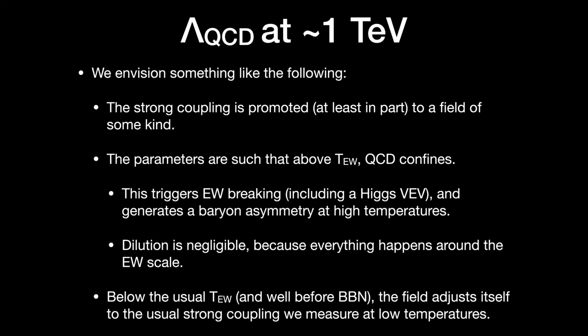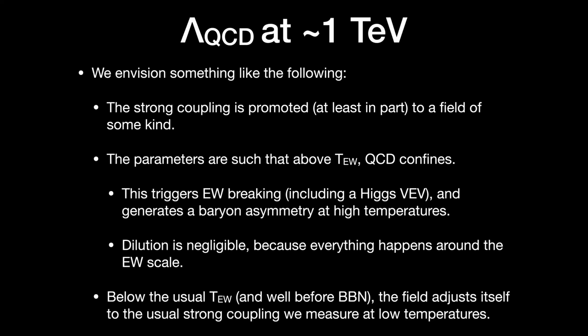I want to have QCD confined at about a TeV. How do I make that happen? So what we're envisioning is something like the following. The strong coupling is promoted, at least in part, to being a field. So this field has some kind of potential. The parameters are such that somewhere above T electroweak, QCD gets strong and it confines. This is going to trigger electroweak symmetry breaking, including the Higgs VEV, just like it did in the previous discussion. And it generates a baryon asymmetry at high temperatures, just like we saw.